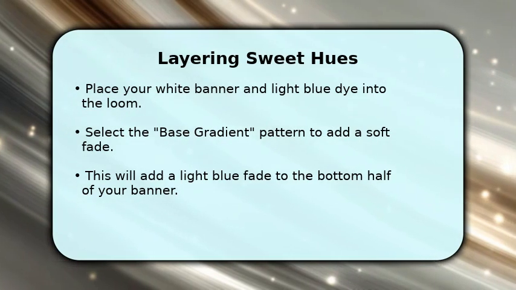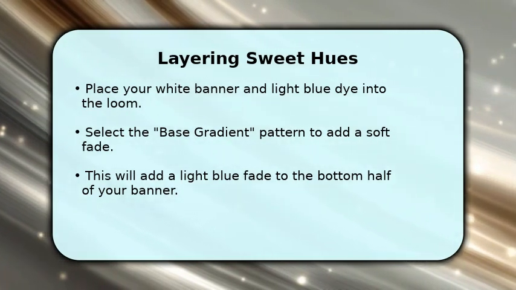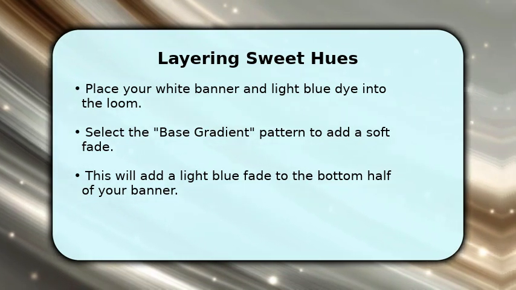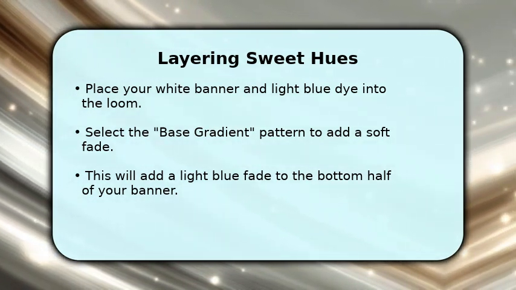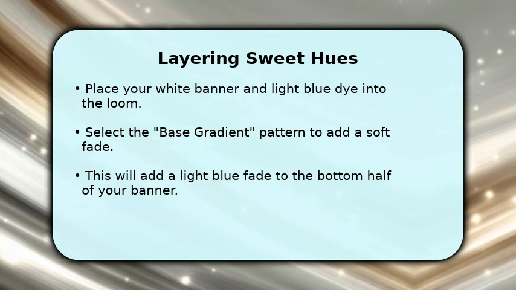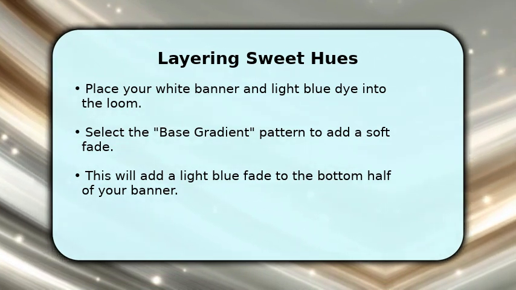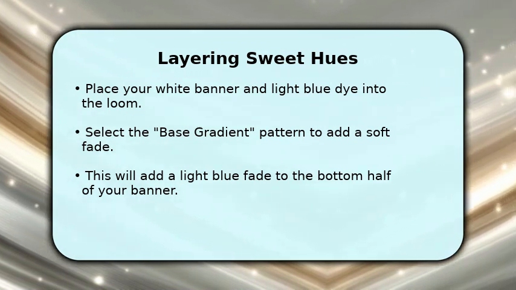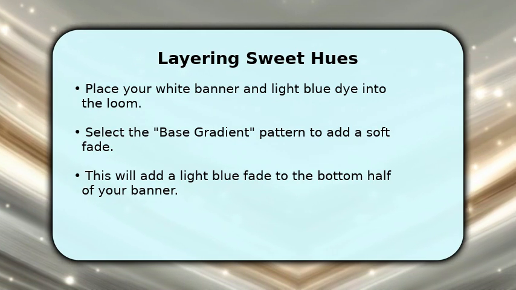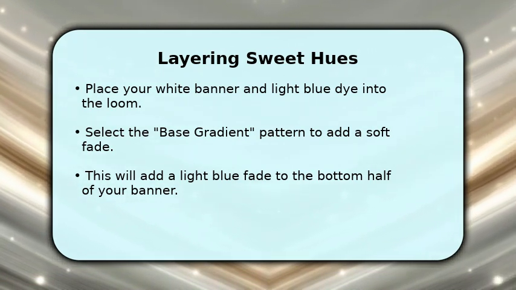Now, let's add the first layer of color. Place your white banner into the loom's banner slot, and then add your light blue dye. From the pattern options, choose the base gradient pattern. This will apply a beautiful, soft light blue fade across the bottom half of your banner, starting to give it that airy cotton candy feel.